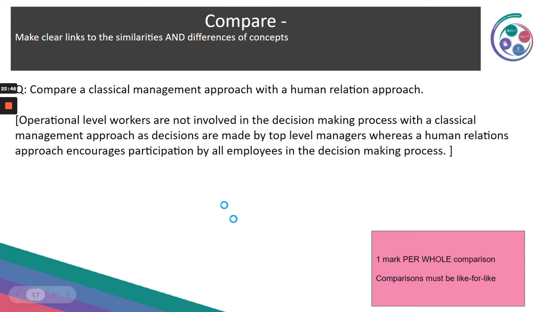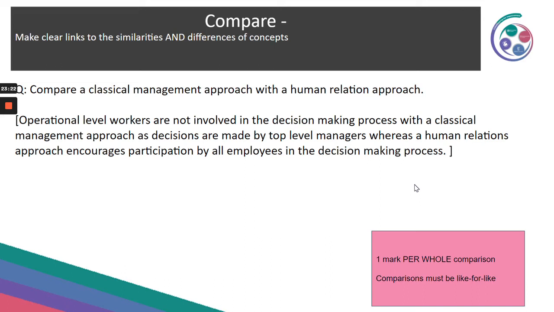So we're going to look at this example answer. Operational level workers are not involved in the decision-making process with a classical management approach, as decisions are made by top-level managers. Then I always use the linking word whereas for compare questions, and that's if you're talking about differences, but if you're talking about similarities, you could say and. Whereas a human relations approach encourages participation by all employees in the decision-making process. So we'll see that this gains us 1 mark because it's a correct comparison.